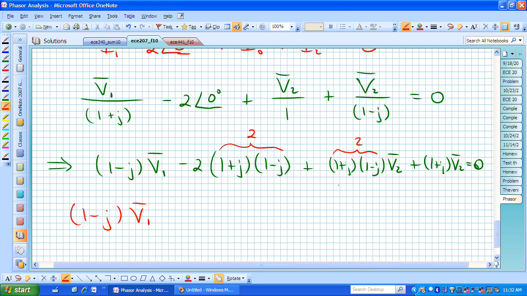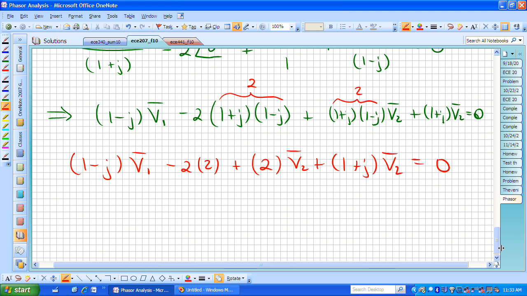And let me go ahead and put that minus 4 on the other side for now, or let me just go ahead and keep it. 2 times minus 2 times 2 plus, we have 2 V2, and we have 1 plus j V2 equaling 0. There's one equation because of the supernode. That's all we have from writing KCL equations.